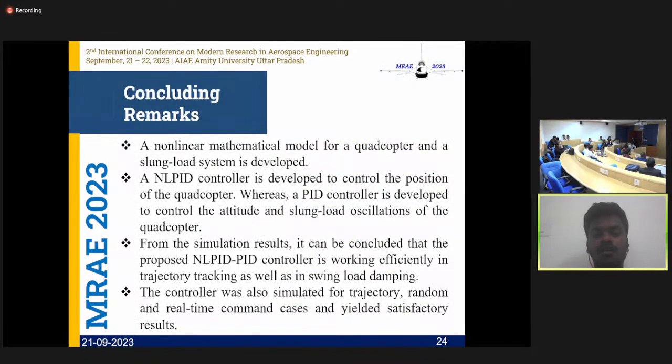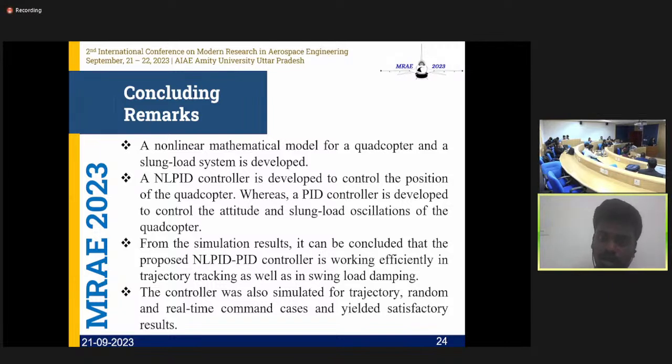So in conclusion, a nonlinear mathematical model for a quadcopter and slung load system is developed. In the NLPID hybrid controller, an NLPID controller is set up for the position, whereas a PID controller is developed to control the attitude of the quadcopter and slung load oscillations. From the simulation results, it can be concluded that the proposed NLPID PID hybrid controller is working efficiently for slung load damping as well as trajectory tracking.